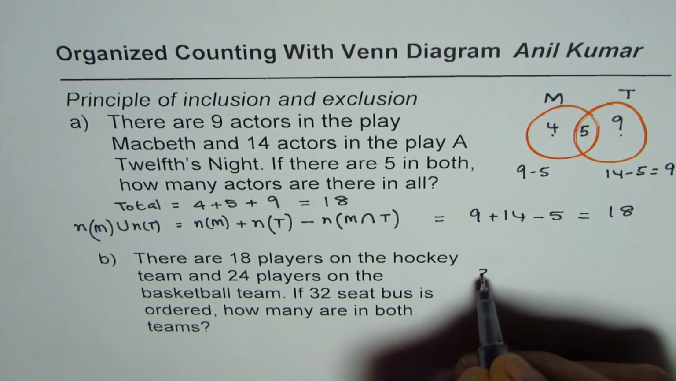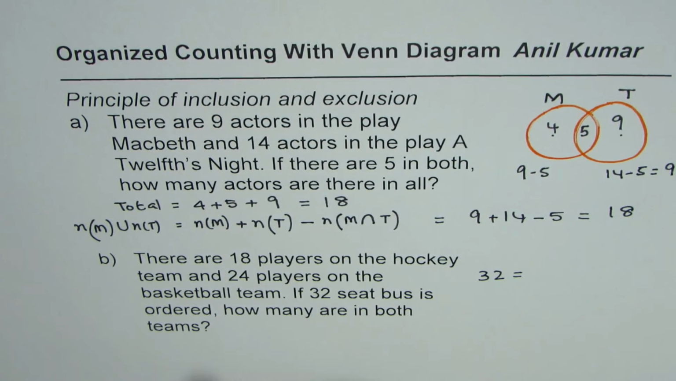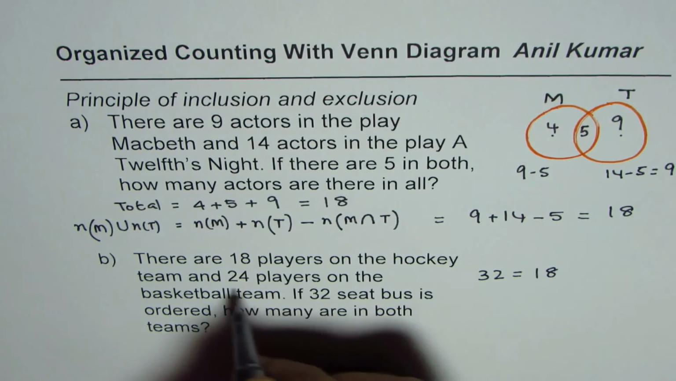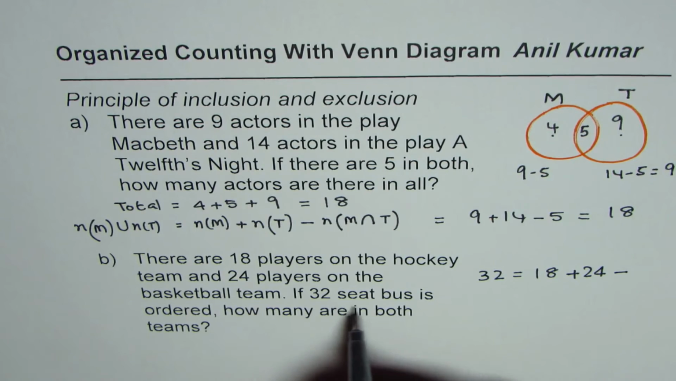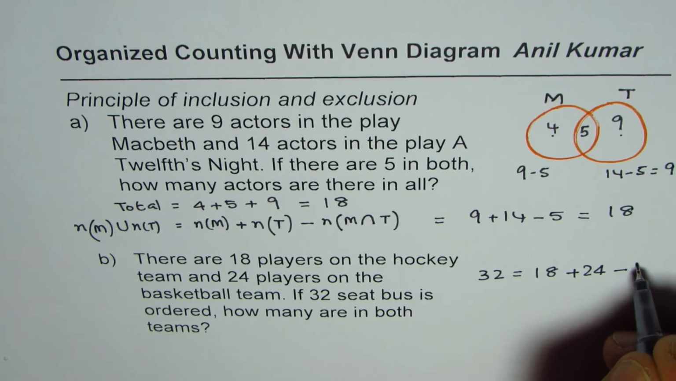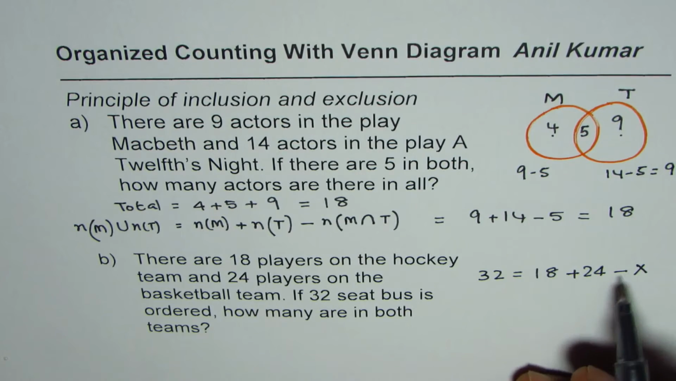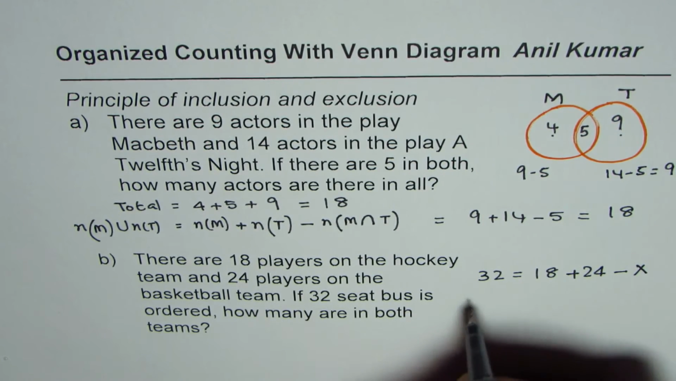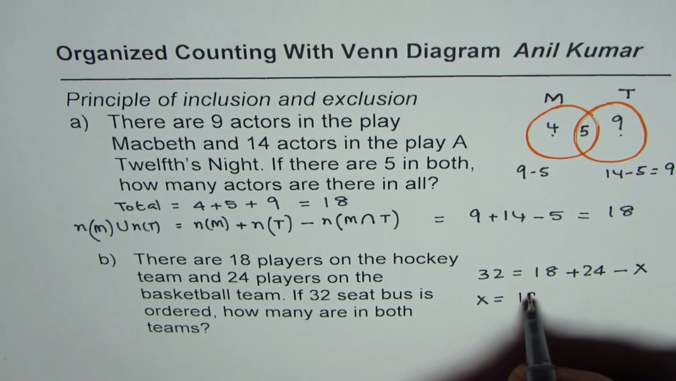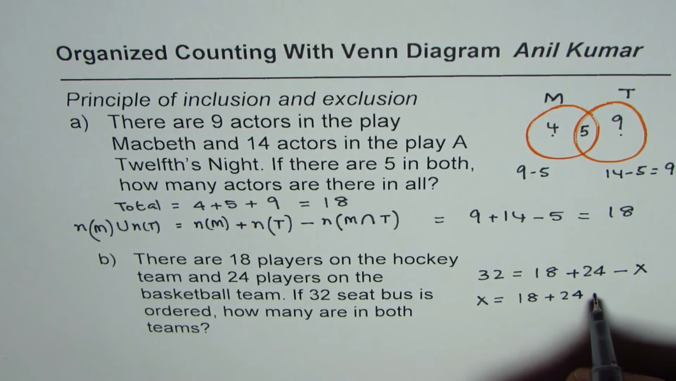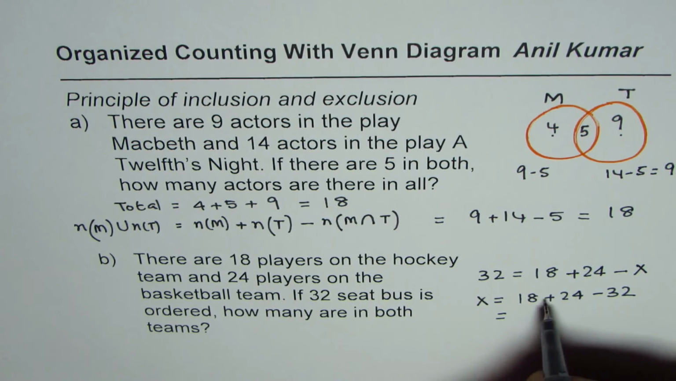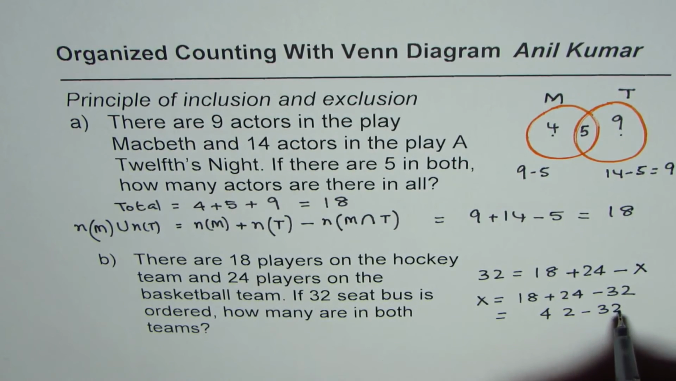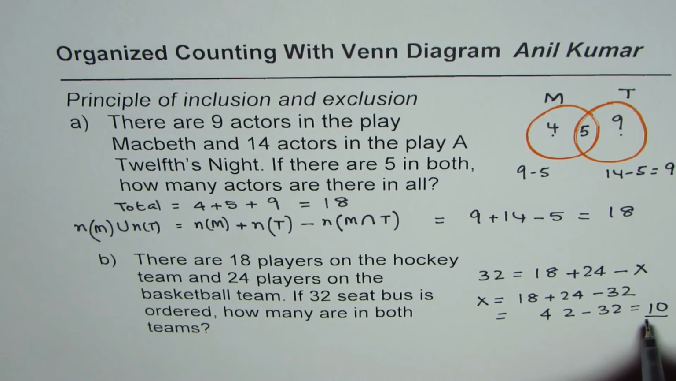So we could write the equation: 32 is the total number of players. Players in one team are 18, in the other team are 24, and we need to exclude the number of players in both, right? So let that be X. So we could simply find this now. So we have X equals 18 plus 24 minus 32, right? So that gives us the answer. 18 plus 24, 8 plus 4 is 12, 1, 42, take away 32, and that gives you 10. And therefore the answer is 10.